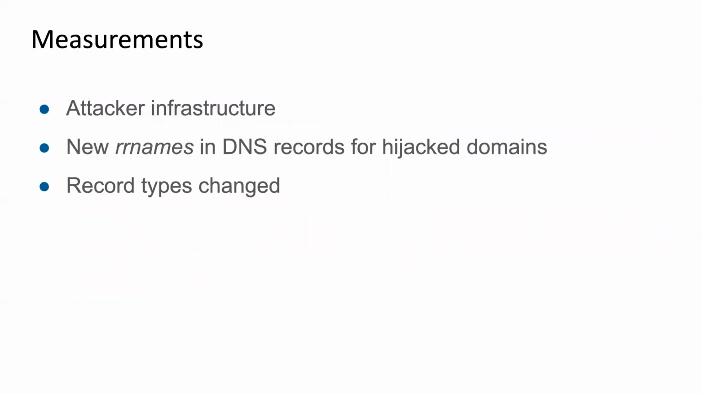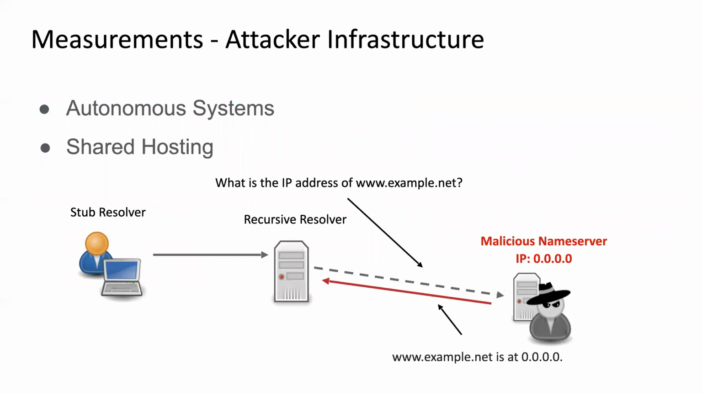We used the passive DNS data to examine various characteristics of the attacks, including attacker infrastructure, the appearance of new FQDNs within the records for hijacked domains, and the types of records that attackers changed. When considering attacker infrastructure, we checked the autonomous systems that attackers used. We found that attackers did not seem to favor any particular group of systems, as most were used in only one attack. Only 6 out of the 89 autonomous systems used by attackers in the hijackings that we studied appeared in more than one attack.